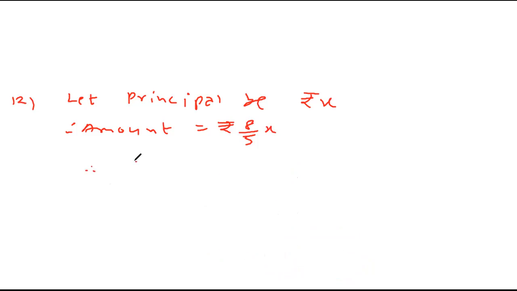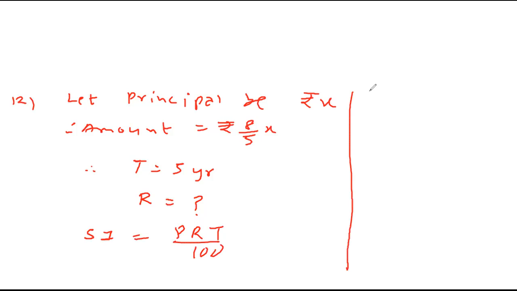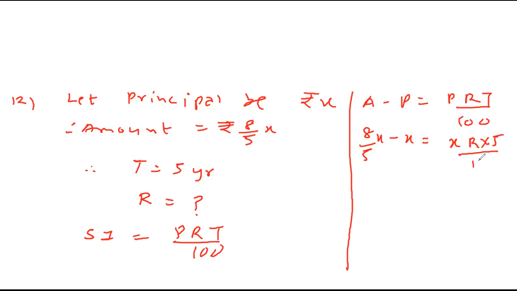We want to find the rate of interest. Time is 5 years. Rate of interest we have to calculate. So simple interest is PRT upon 100. Amount minus principal is PRT upon 100. 8 by 5 x minus x is x, R into T is 5 upon 100.